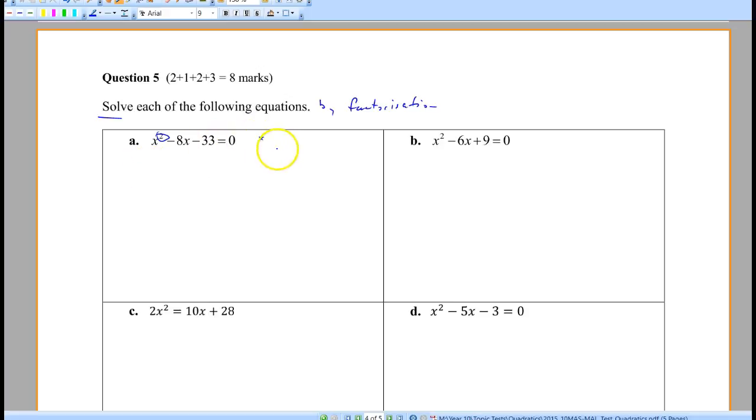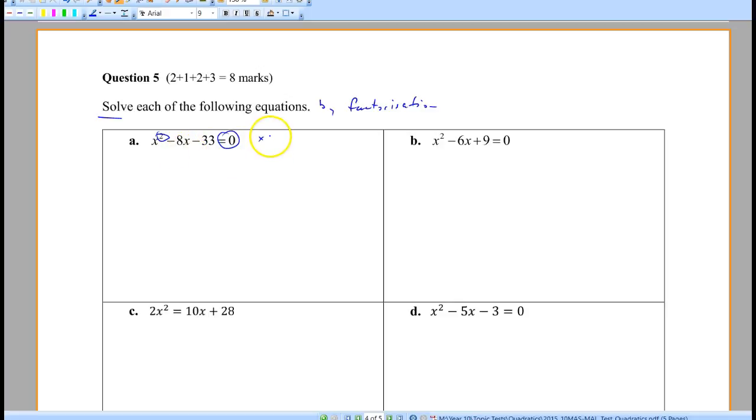Solve each of the following equations by factorization, but by first making the quadratic equal to 0. This is really important. You can see in C, we don't have that, so we're going to have to move everything to one side. We'll come to that in a second. By factorization and making the equation equal to 0.